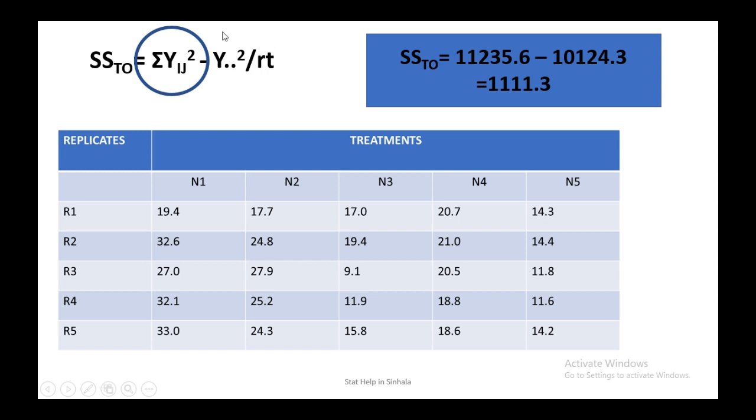This one we have calculated previously. So we can get the summation of all the observations squared. Then this is the answer for that one. Then this part we have calculated previously. Then we can calculate sum of square total. That is this answer.